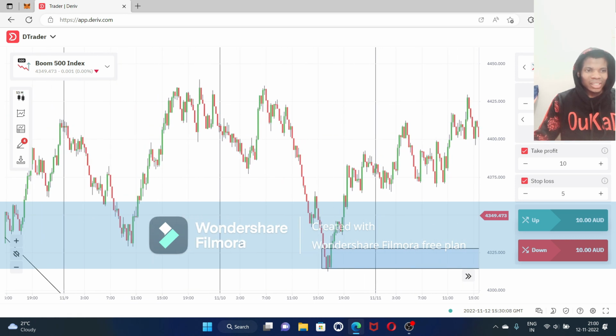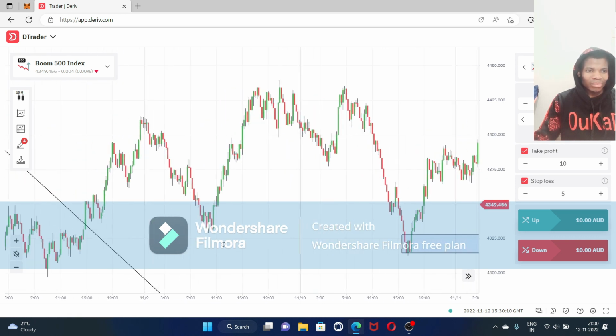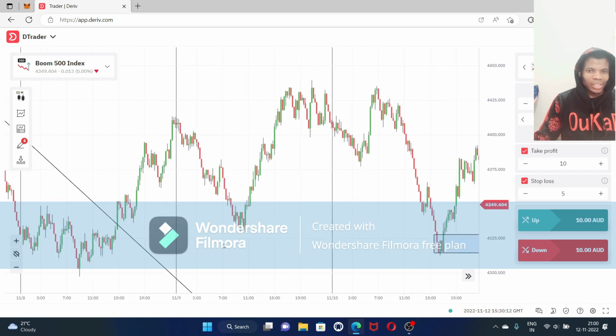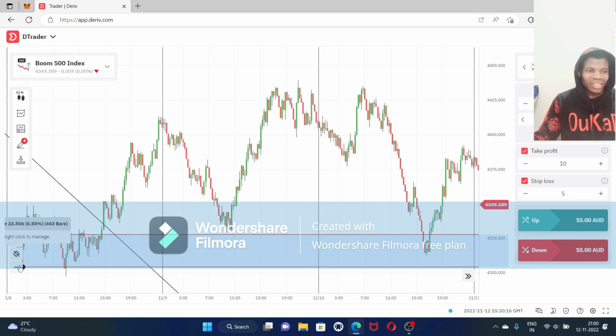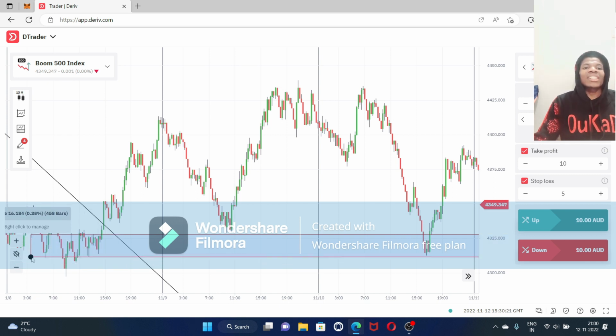This is a support. Have you seen this support? Let me just continue drawing it. Have you seen now this support? This is a very big, very major support level because the price here was just consolidating. It wasn't crossing. It was going down, then it was just consolidating, then going up.